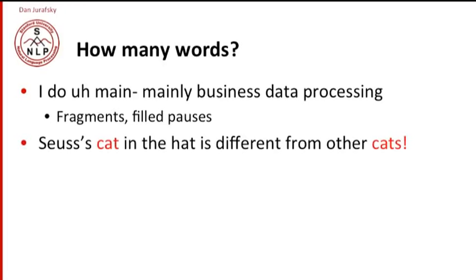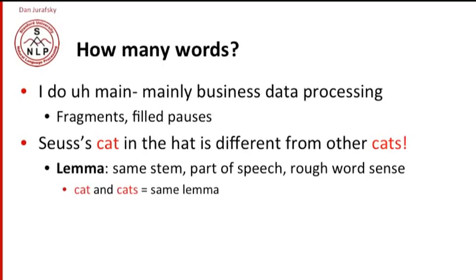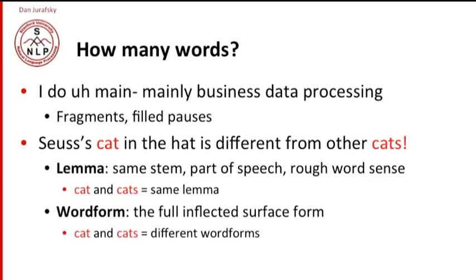What about cat and cats? We talked about the cat and the hat. So we define the term lemma. Two words are the same lemma if they have the same stem, the same part of speech, roughly the same word sense. So cat and cats are both nouns. They have similar meanings. We say that cat and cats are the same lemma, so they're the same word in that sense. We define the term word form to mean the full inflected surface form. So cat and cats, by that definition of word, are different words. They're different word forms. So we're going to use different definitions depending on our goals.